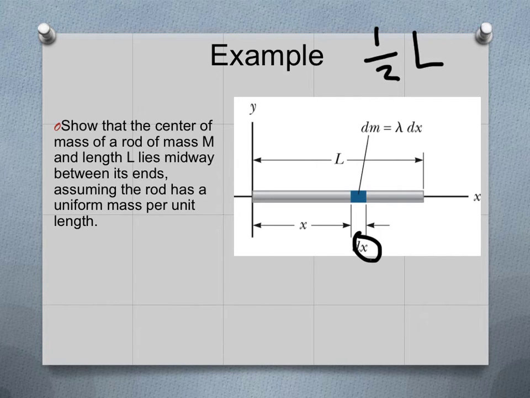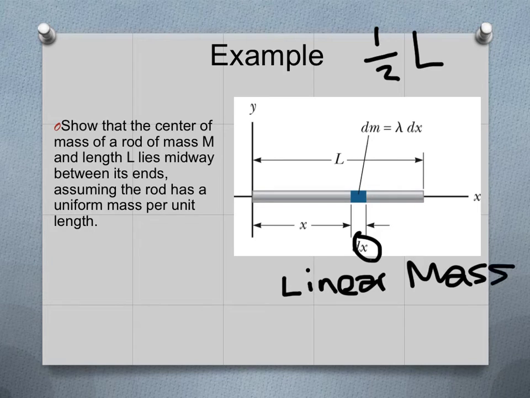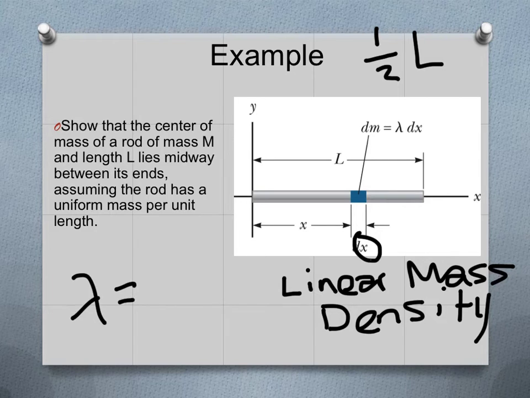The other thing that we need to know for this problem is that there's a quantity in physics that we call the linear mass density. The linear mass density is symbolized by lambda, and that is equal to mass over length.